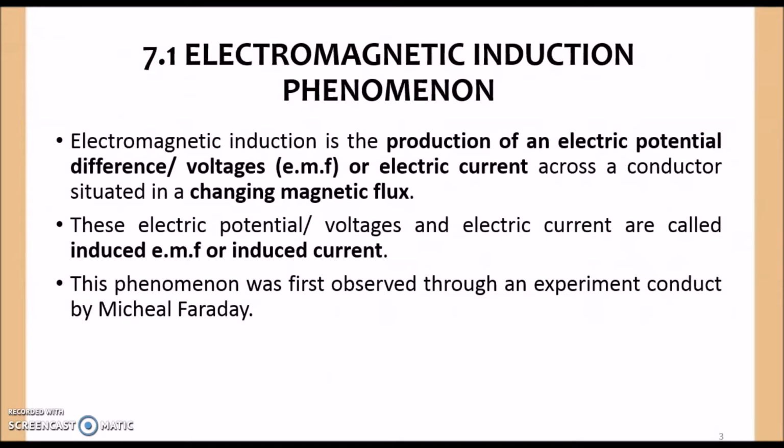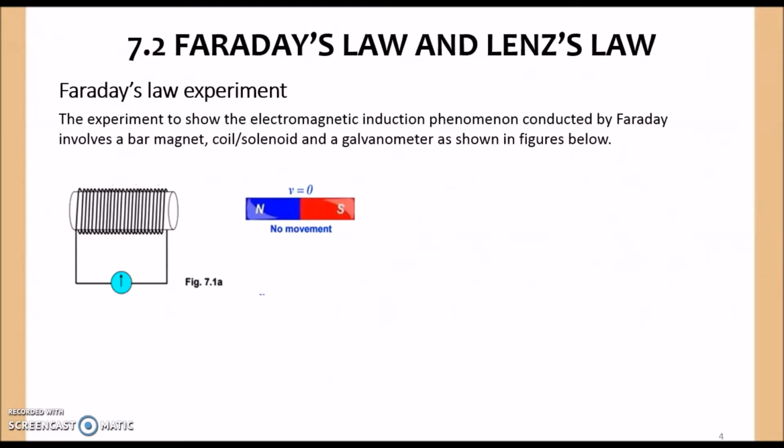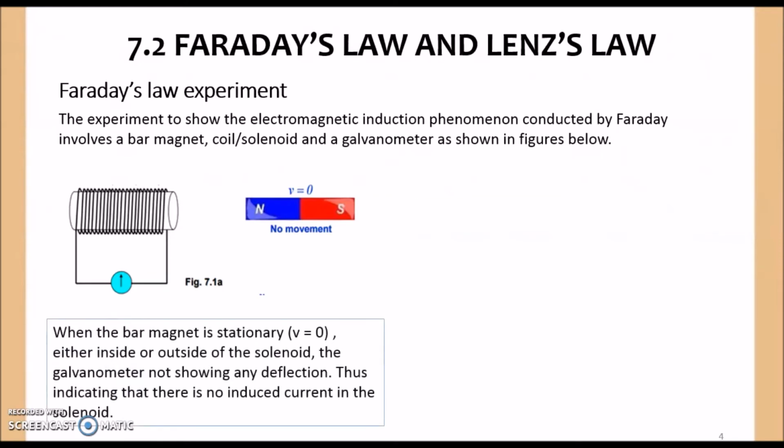So we are going to look at the experiment by Michael Faraday. Let's say we have a solenoid, a bar magnet, and a galvanometer as shown in this figure. At first, there is no current in the solenoid. Why? Because the bar magnet is stationary, velocity is equal to 0, or there is no movement either inside or outside of the solenoid. There we can see the galvanometer not showing any deflection. Thus, there will be no current induced in the solenoid. The function of the galvanometer is to detect the presence of current in the solenoid.